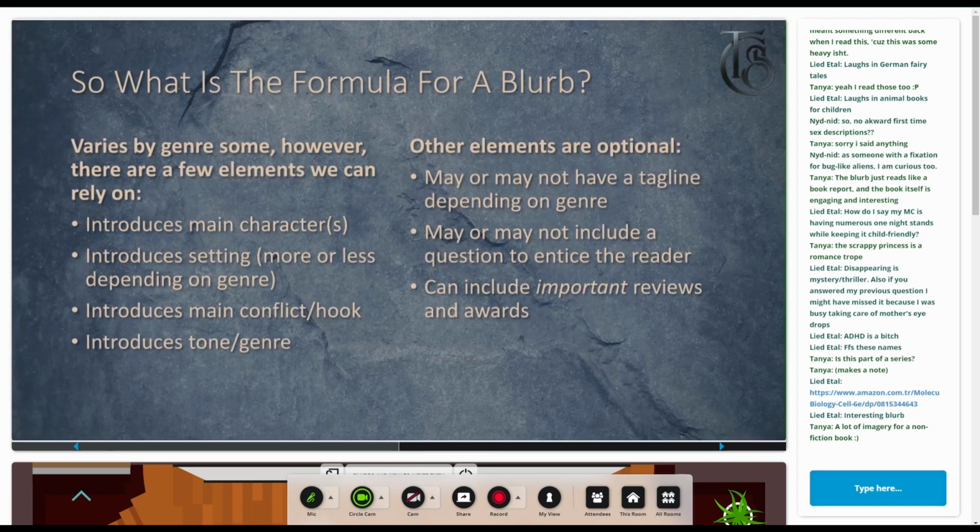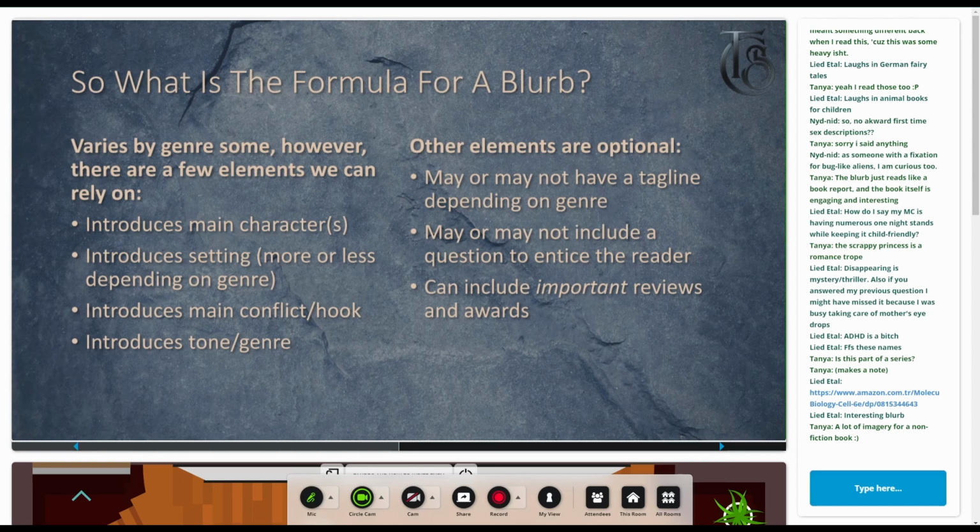So finally, we're going to get to the formula for a blurb. Now, when I say formula, you don't have to do it in this order. This is more like an ingredients list for a blurb than it is you have to do these things in this order. But I should have titled it ingredients list, but formula is close enough. And also, as I say here, it does vary some genre by genre.